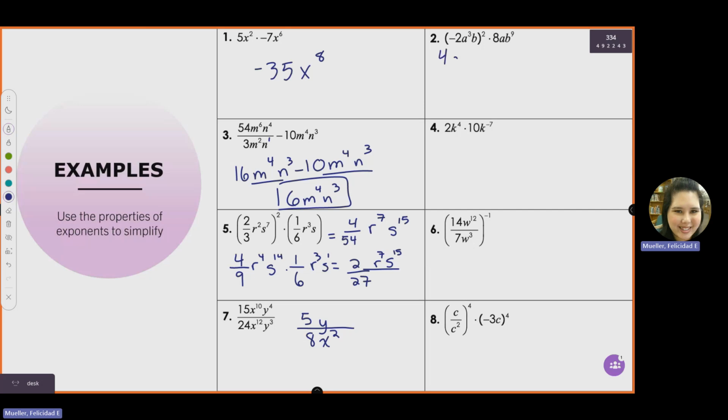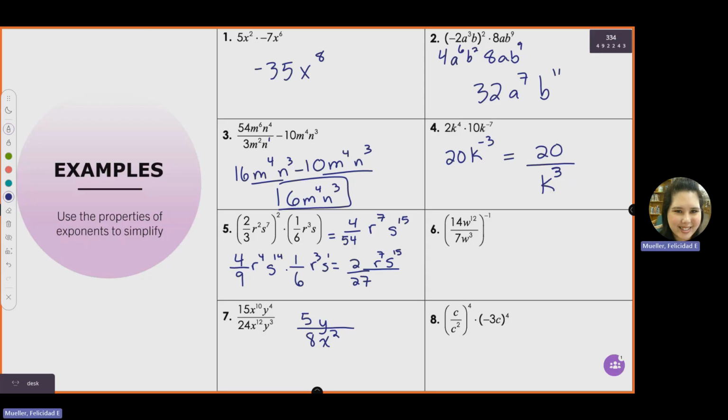For my evens, we're going to square first. So we get 4a to the 6b squared times 8ab to the 9th, which would get 32a to the 7th, b to the 11th. We're going to get 14k to the negative 3, because 4 minus 7 is negative 3. Oh, this is not 14, this is 20.